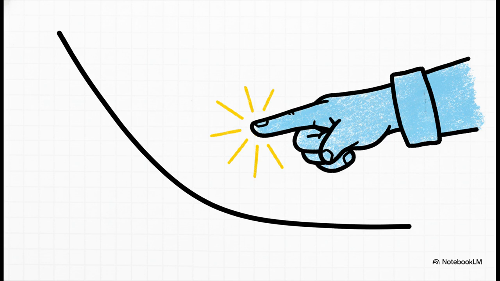And that flattening point, that's exactly what we call the elbow. It's the sweet spot. It's the data screaming at us saying, hey, adding more groups beyond this point isn't really making our clusters any tighter or more meaningful. It is the classic point of diminishing returns.